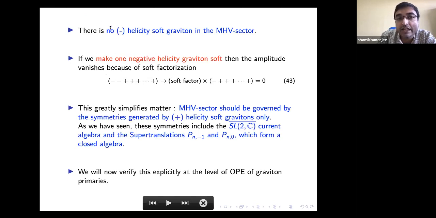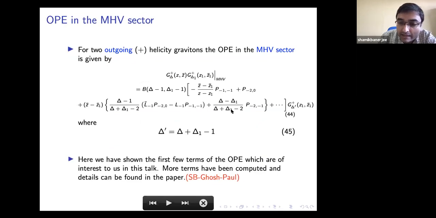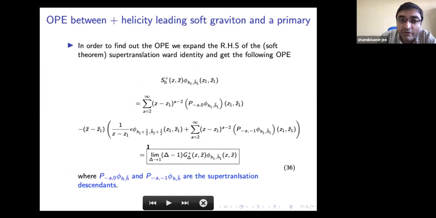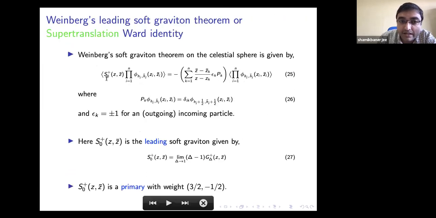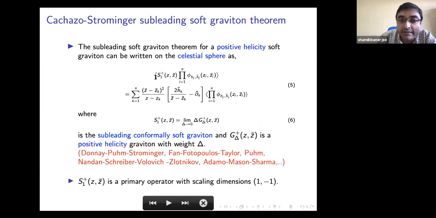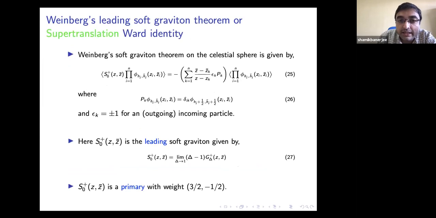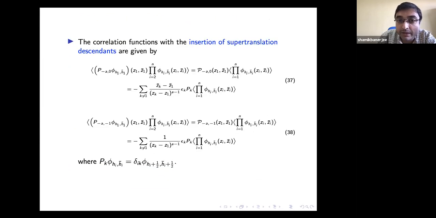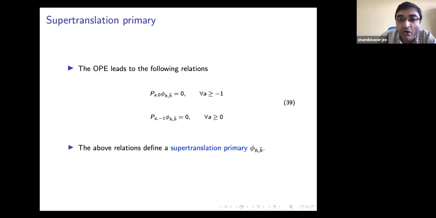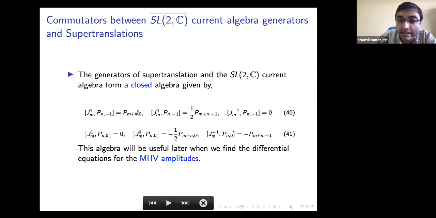So, that is what I mean by the statement that there is no negative helicity soft graviton in the MHV sector. Now, this greatly simplifies things. I have focused only on S plus, or say S plus 1, because I want to do the MHV, and so I don't need the negative helicity soft graviton, and all the algebra that I need is just the SL2C bar.